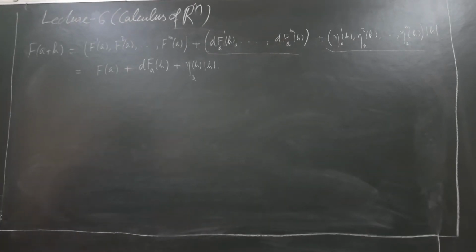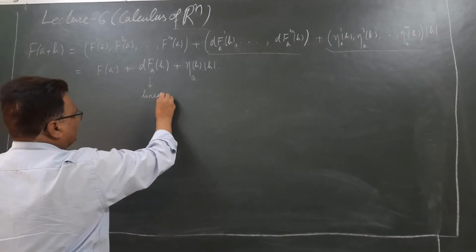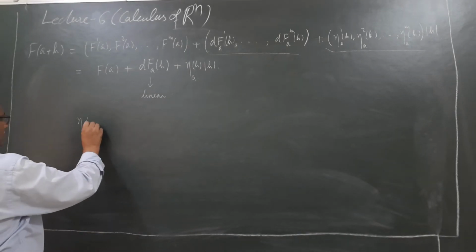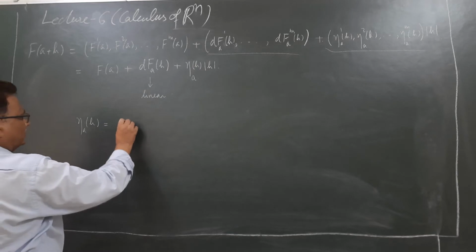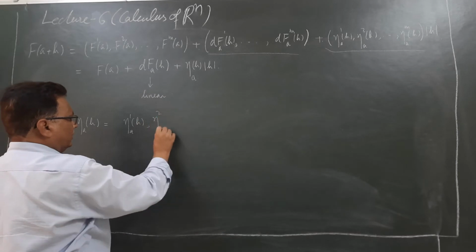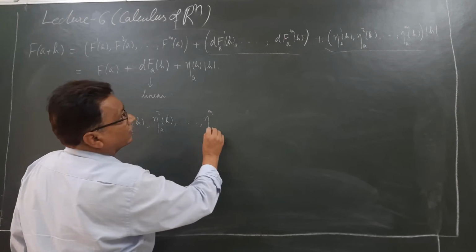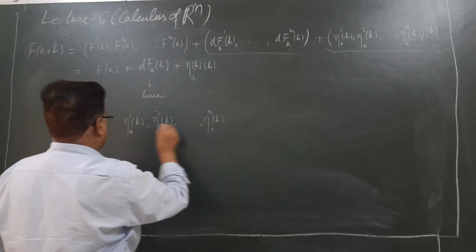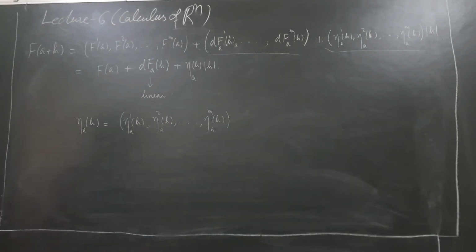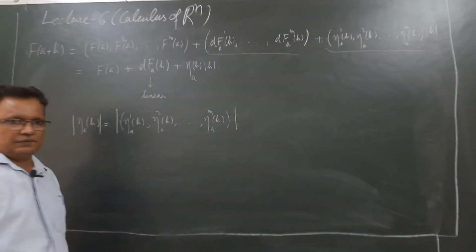So, now you have got a linear map, this is linear, no problem about it. Look at eta(h). So this is eta_1(h), eta_2(h), eta_m(h). And its modulus will be modulus of this.